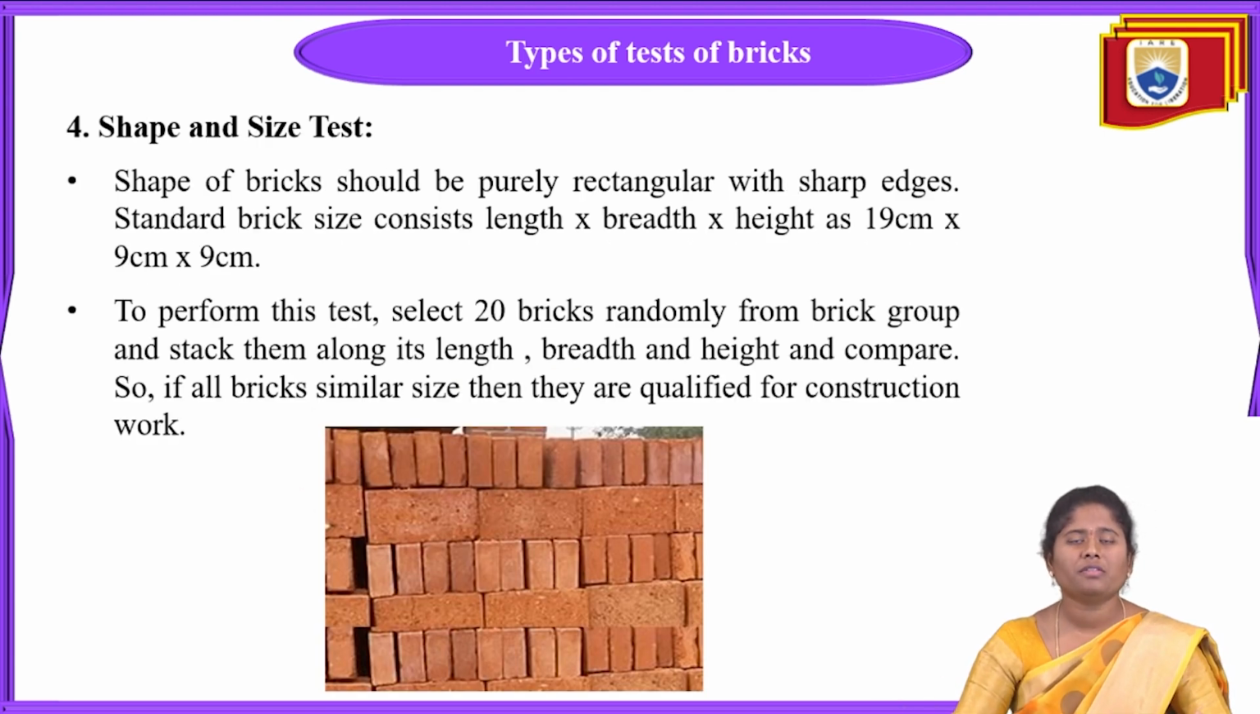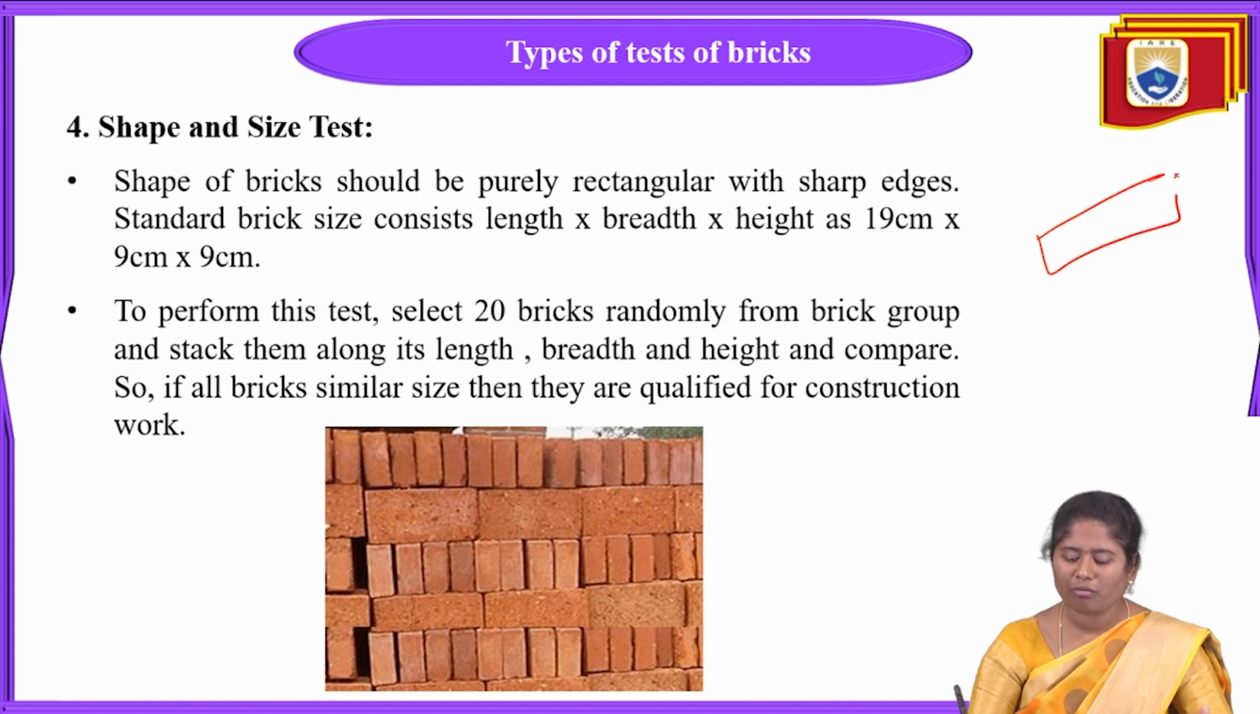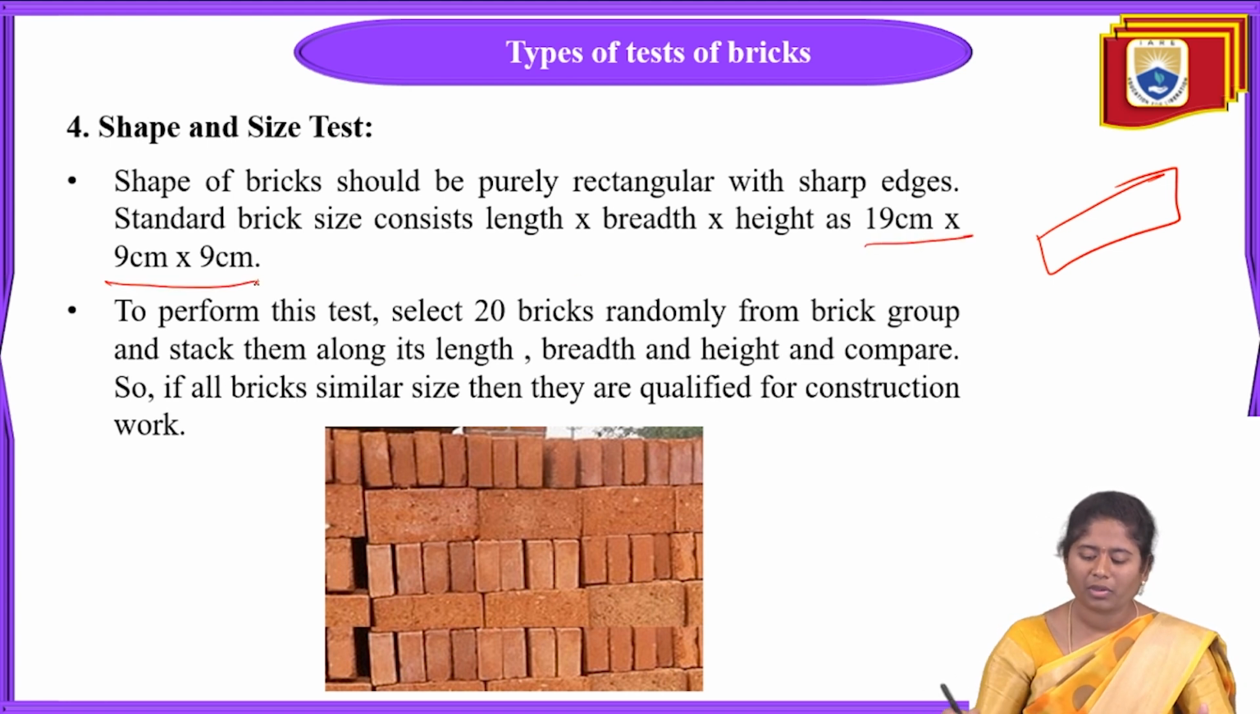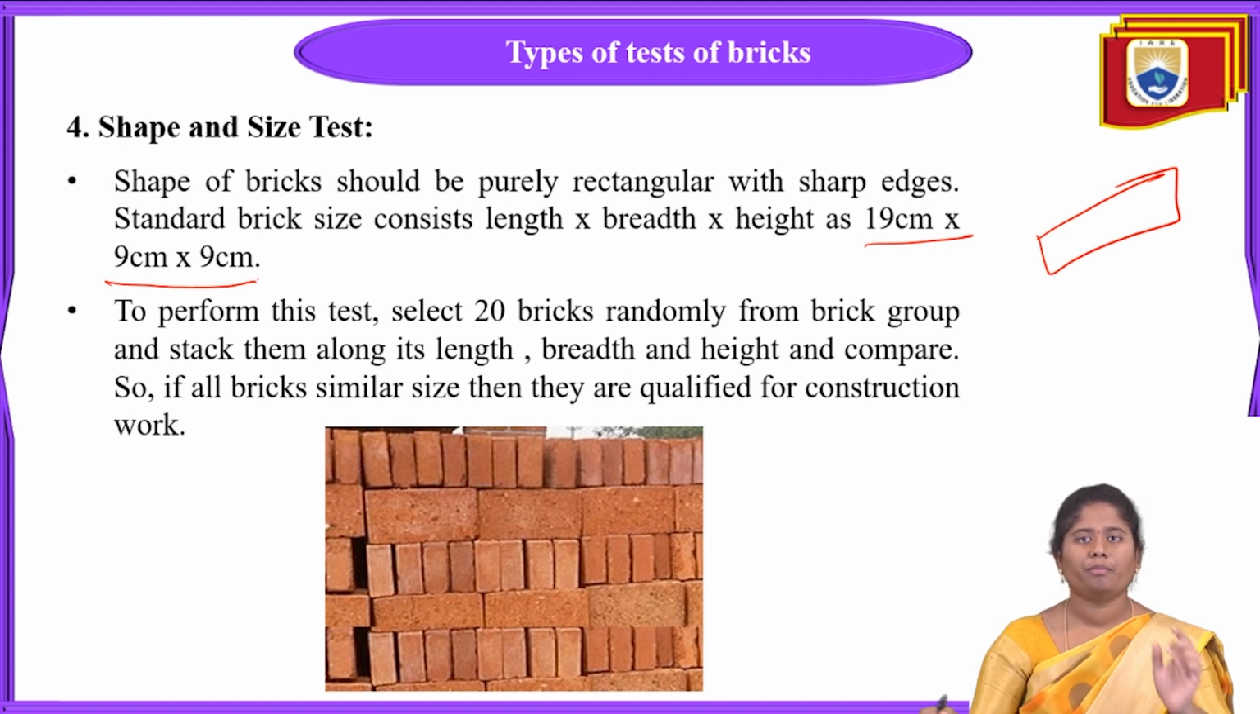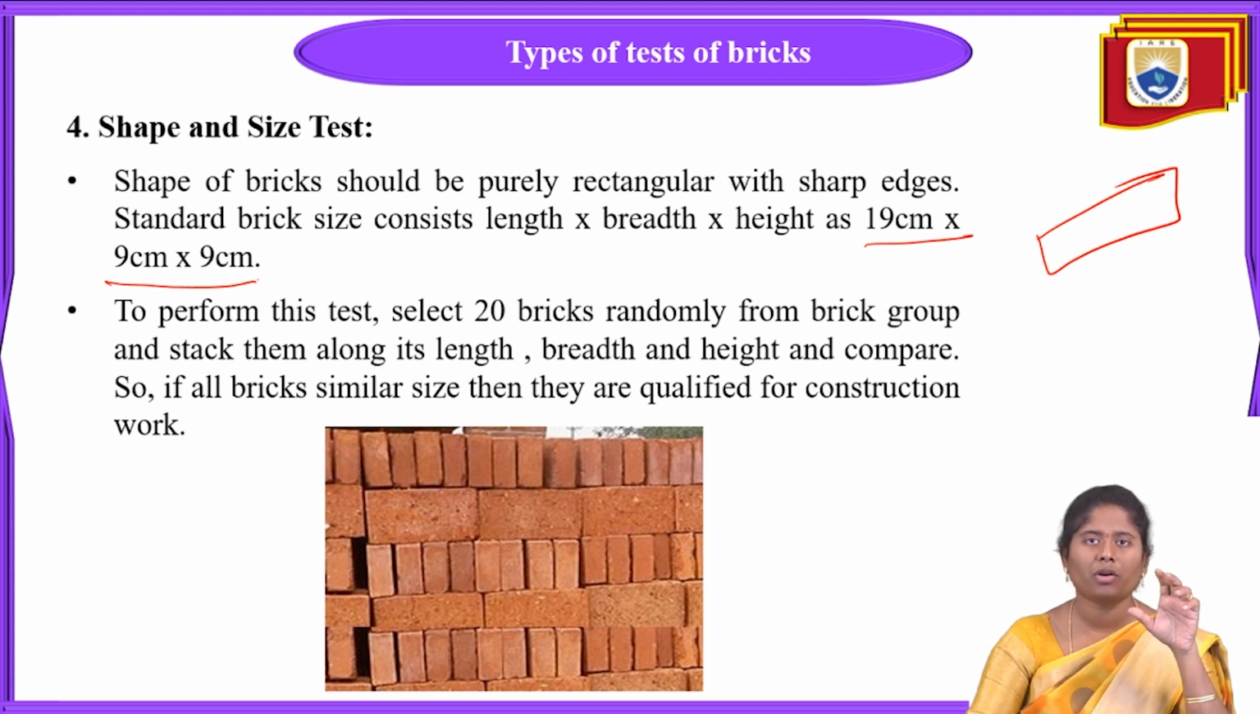And the next one is the shape and size test. Normally, the standard brick size is 19 by 9 by 9 centimeters, and the shape of the brick should be rectangular. First, we take almost 20 bricks randomly from the brick group. After that, we stack them along their length, breadth, and height.